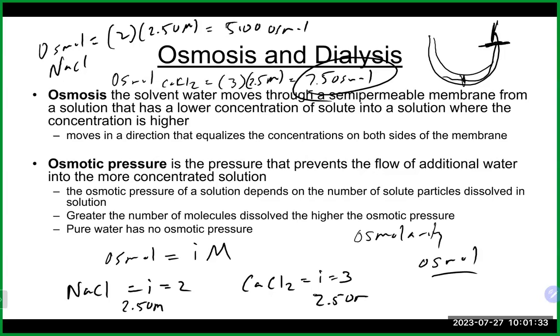So sometimes osmolarity is used with osmotic pressure as a way of figuring out, concentration wise, if you have just the concentration of a solution, you could quickly figure out which one would have a greater osmotic pressure. Any questions on that there?